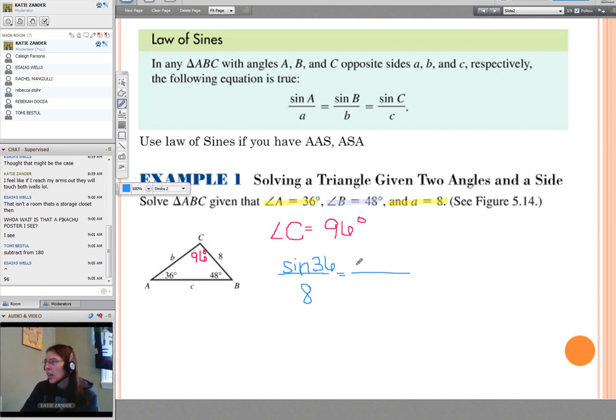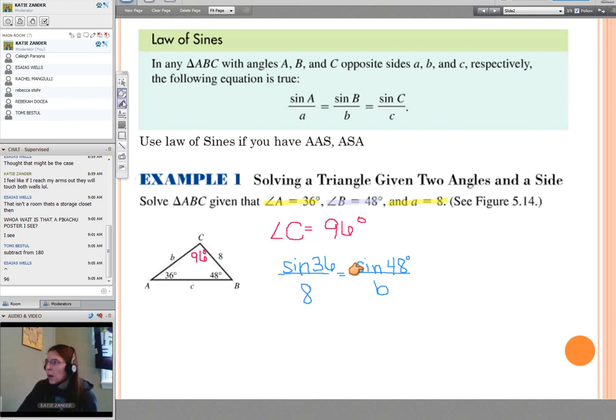Now I'm just going to start with angle B because that's what they listed originally. So I'm going to say sine of 48 degrees over side B. And I don't know what side B is, but we can find that using cross multiplication. All right, so make sure that your calculator, first of all, is set to degree mode. If it's not in degree mode, you will not be getting correct lengths for your sides here.